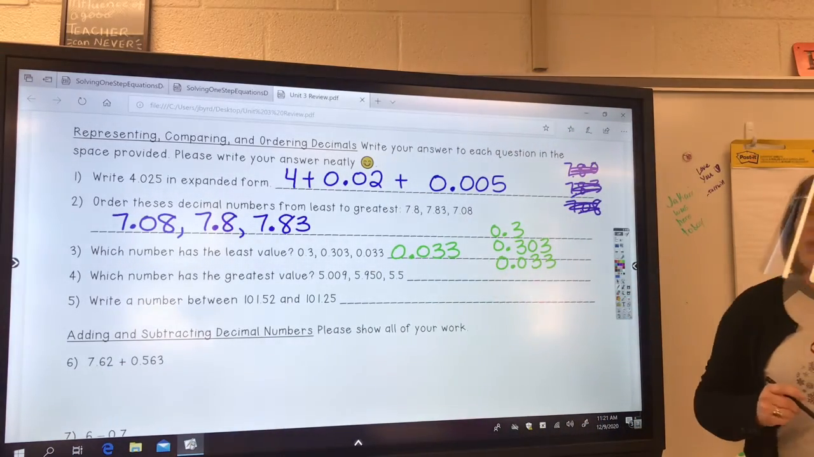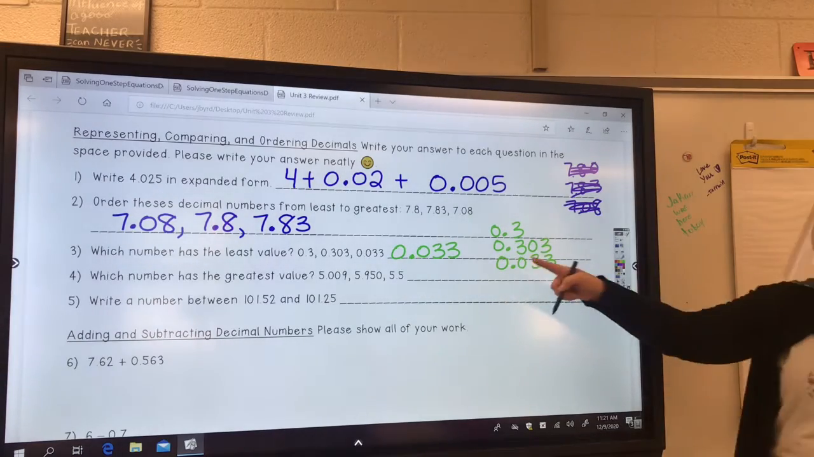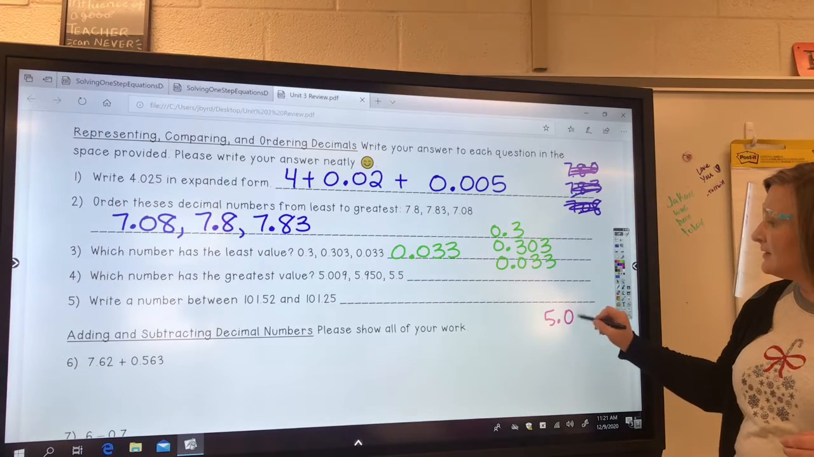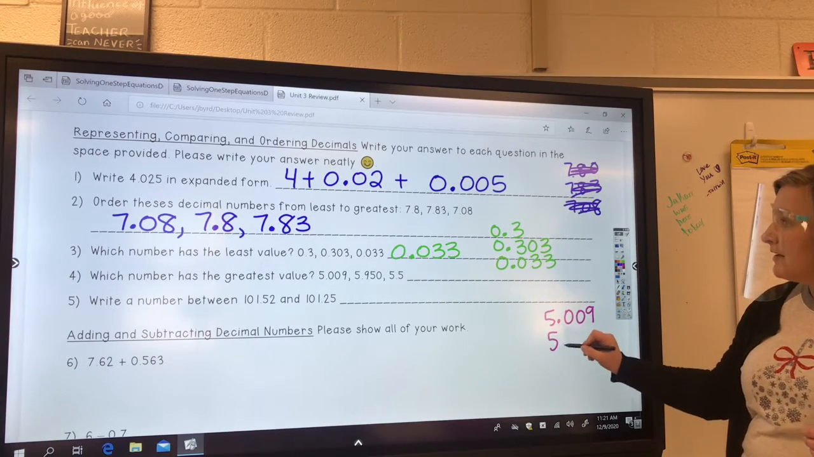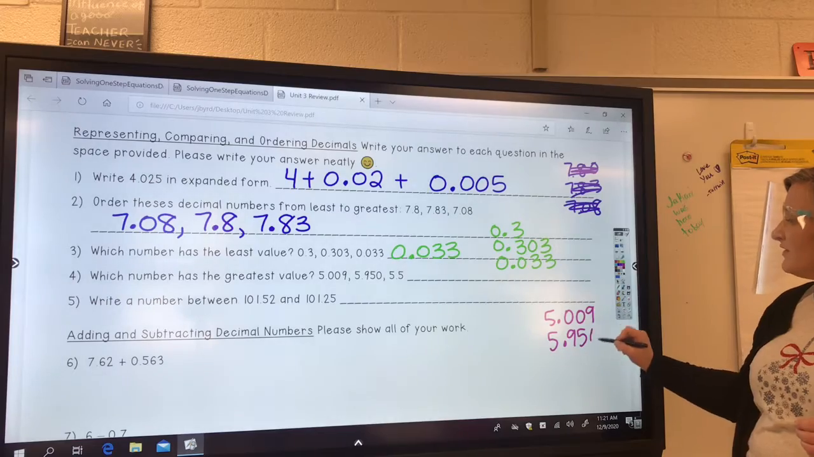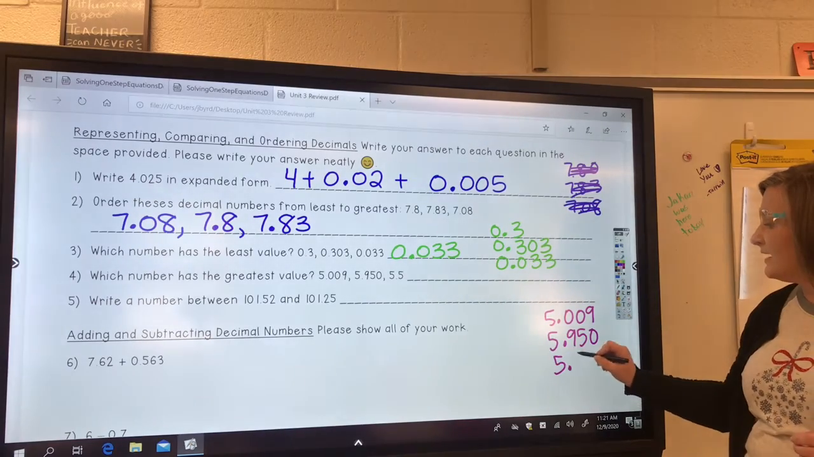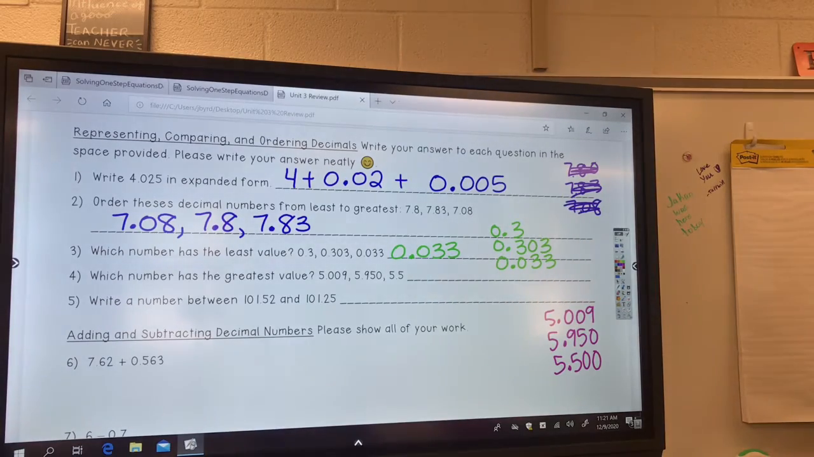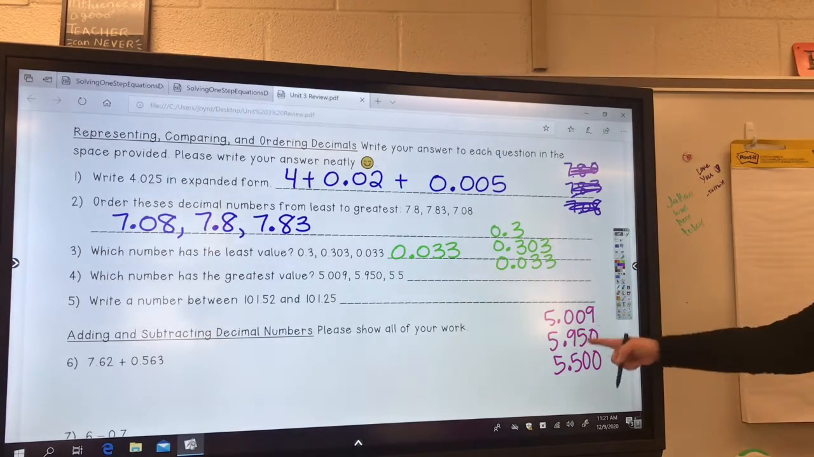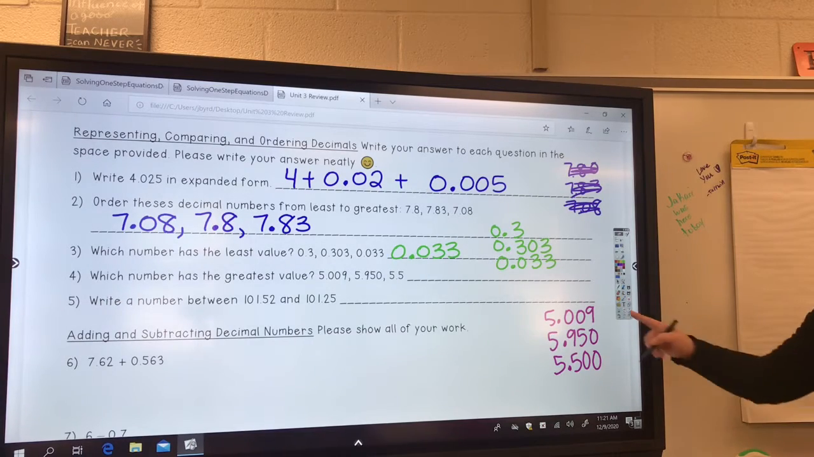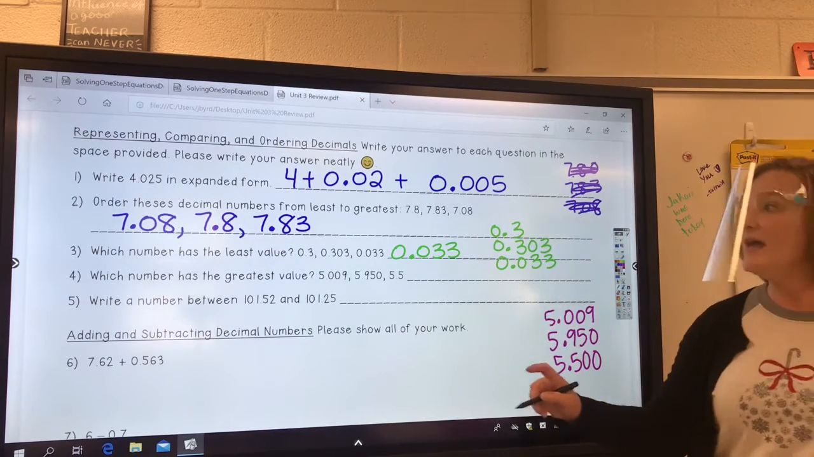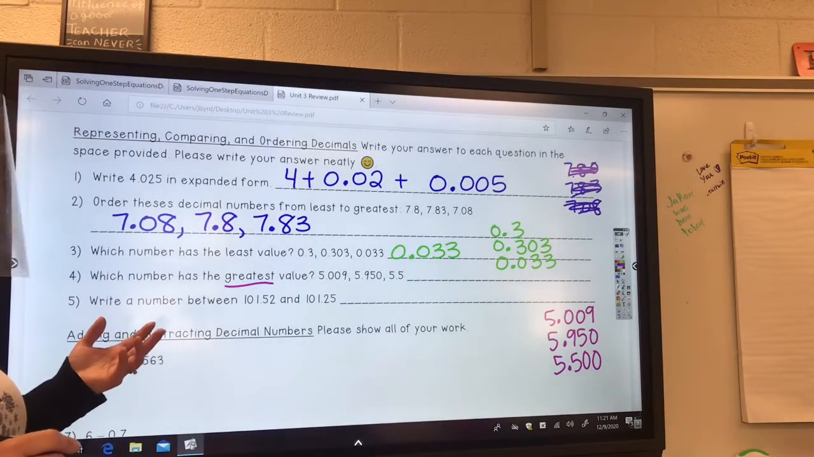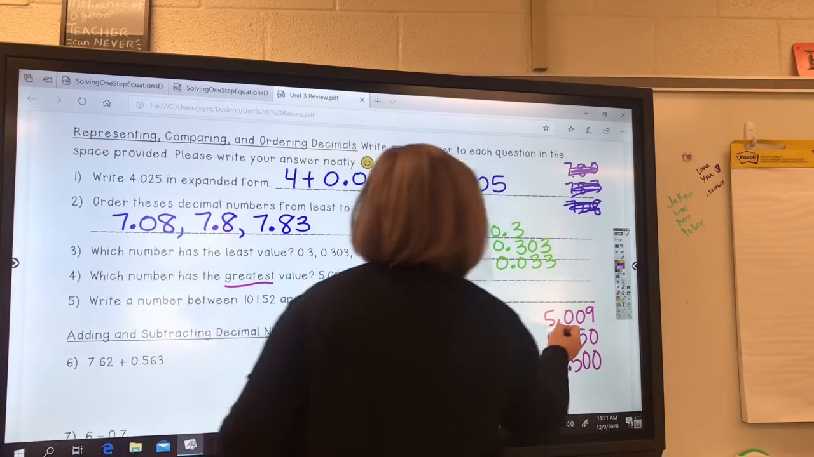Number 4. Which number has the greatest value? So I'm going to write those down. I've got 5 and 9 thousandths, 5 and 950 thousandths, and 5 and 5 tenths. Add 2 zeros. Can I compare the ones place? No. Can I compare the tenths place? Yes. I have a 0, a 9, and a 5. And I want the one with the greatest value. So which one is that going to be? The one with the 9. Okay.